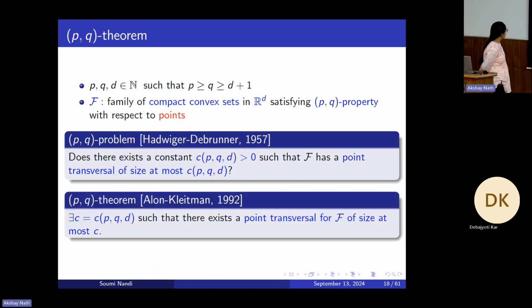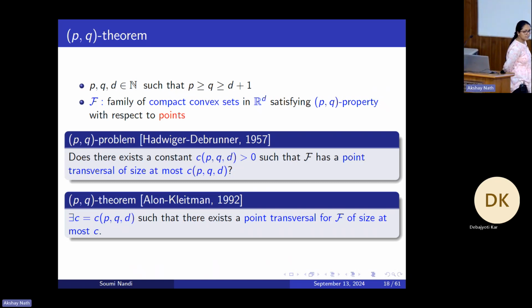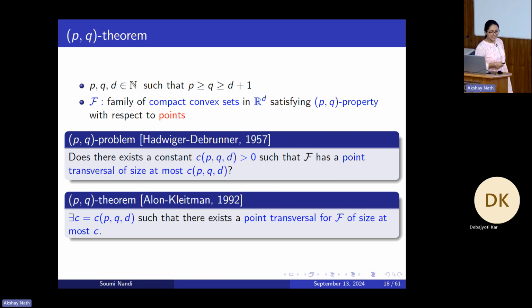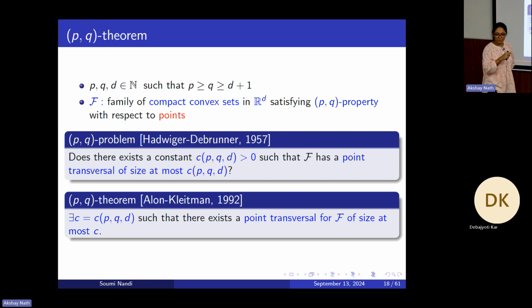Then Alon and Kleitman proved that there exists some constant so that a family that satisfies the (p,q) property... there is some condition about p, q and d. p has to be at least q and q has to be at least d plus 1. If p, q and d satisfy this, and we have a family of compact convex sets satisfying this (p,q) property, then we can ensure that there is a constant C that depends upon p, q and d, and the whole family will be pierceable by these C many points. Actually, independent of the cardinality of F.